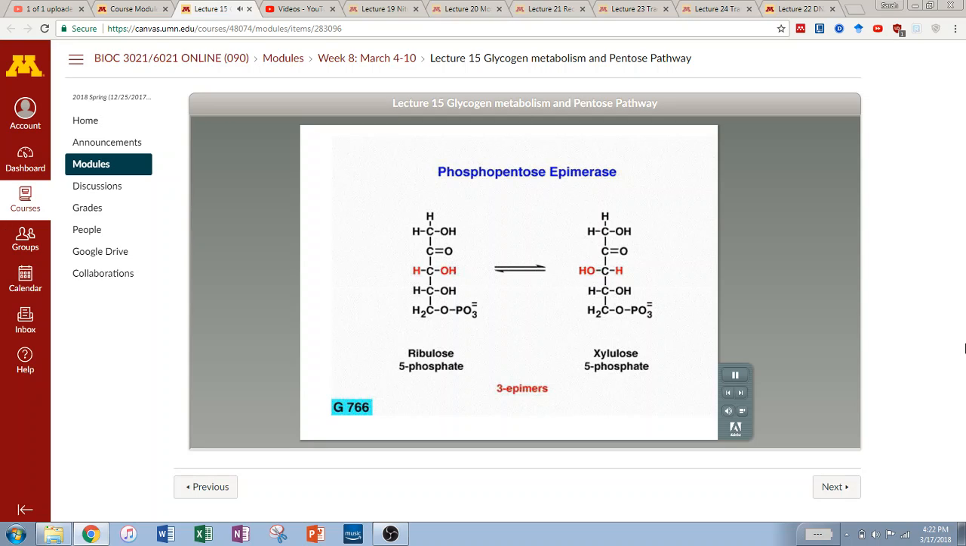At the beginning of the non-oxidative phase of the pentose pathway, ribulose 5-phosphate is converted into xylulose 5-phosphate by an epimerase reaction. This reaction simply changes the chirality of the hydroxyl group at the number 3 carbon, converting ribulose 5-phosphate into xylulose 5-phosphate.